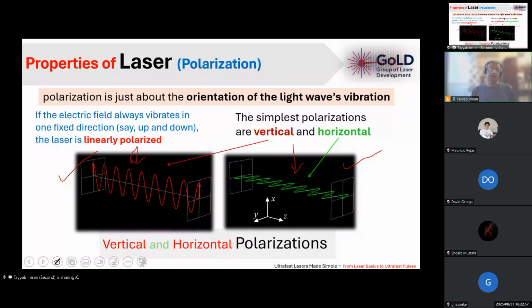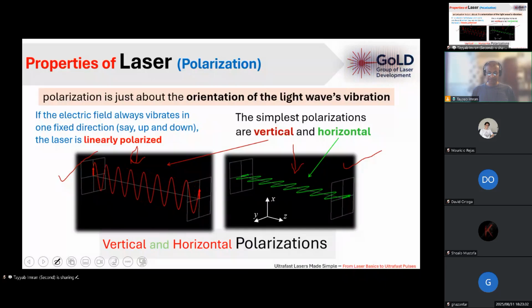Okay. Did you notice that? What mistake did I make here? Anybody notice? Yes, sir, in the red section you mentioned it's linear polarization, and in the green section you said it's horizontal. However, both are linear. Yes, good. You are listening.